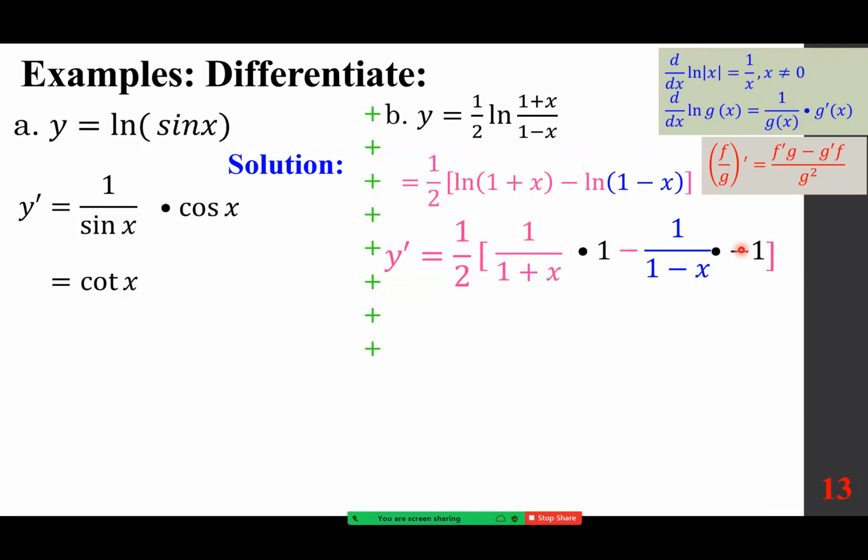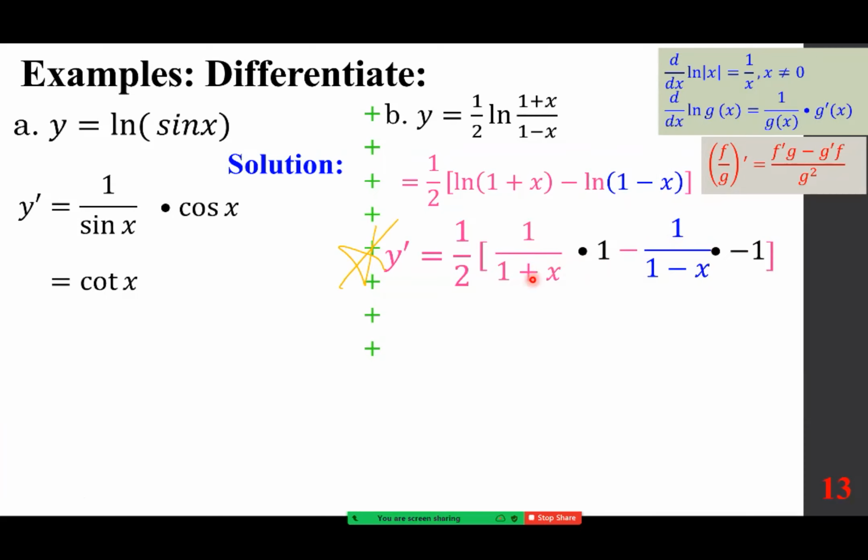So what happens next? We are done with calculus right here. Calculus is done. Now we are going to combine this. This is 1 over 1 plus x. Negative and negative, this is plus 1 over 1 minus x.